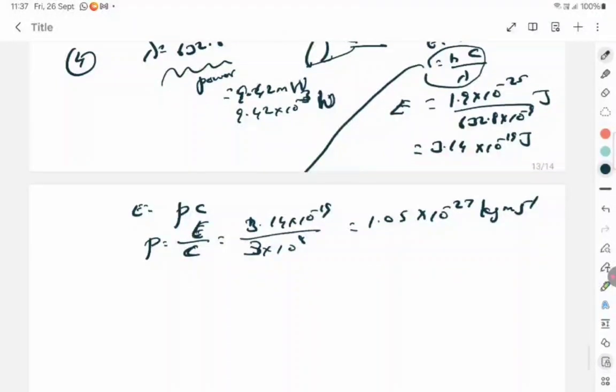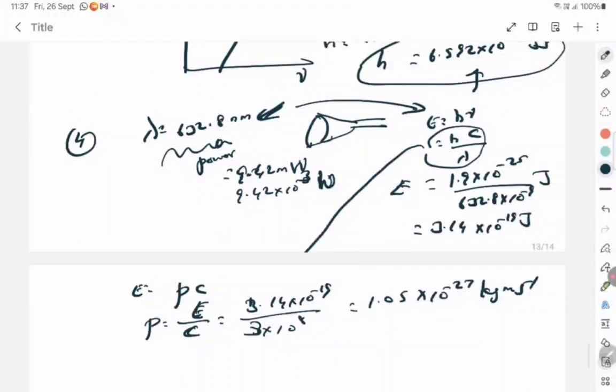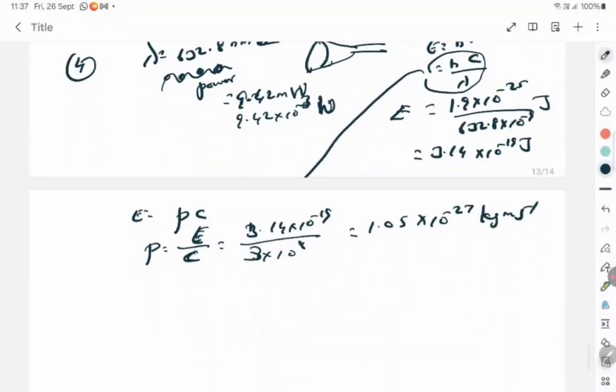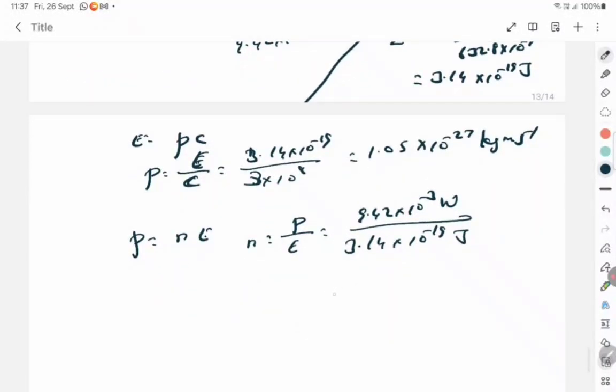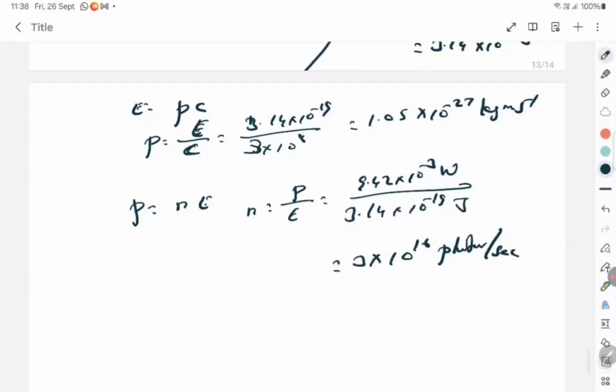And then it's asking you for the number of photons. The incident radiation is made up of photons, and there are n number of photons. You can say that the total power is equal to n into E. So n is equal to power by energy. The power is given to be 9.42 into 10 to the power minus 3 watts divided by the energy, which is 3.14 into 10 to the power minus 19 joules. You divide this, you get the number of photons, and the number of photons will turn out to be 3 into 10 to the power 16 photons per second. So that's all, we found every value.